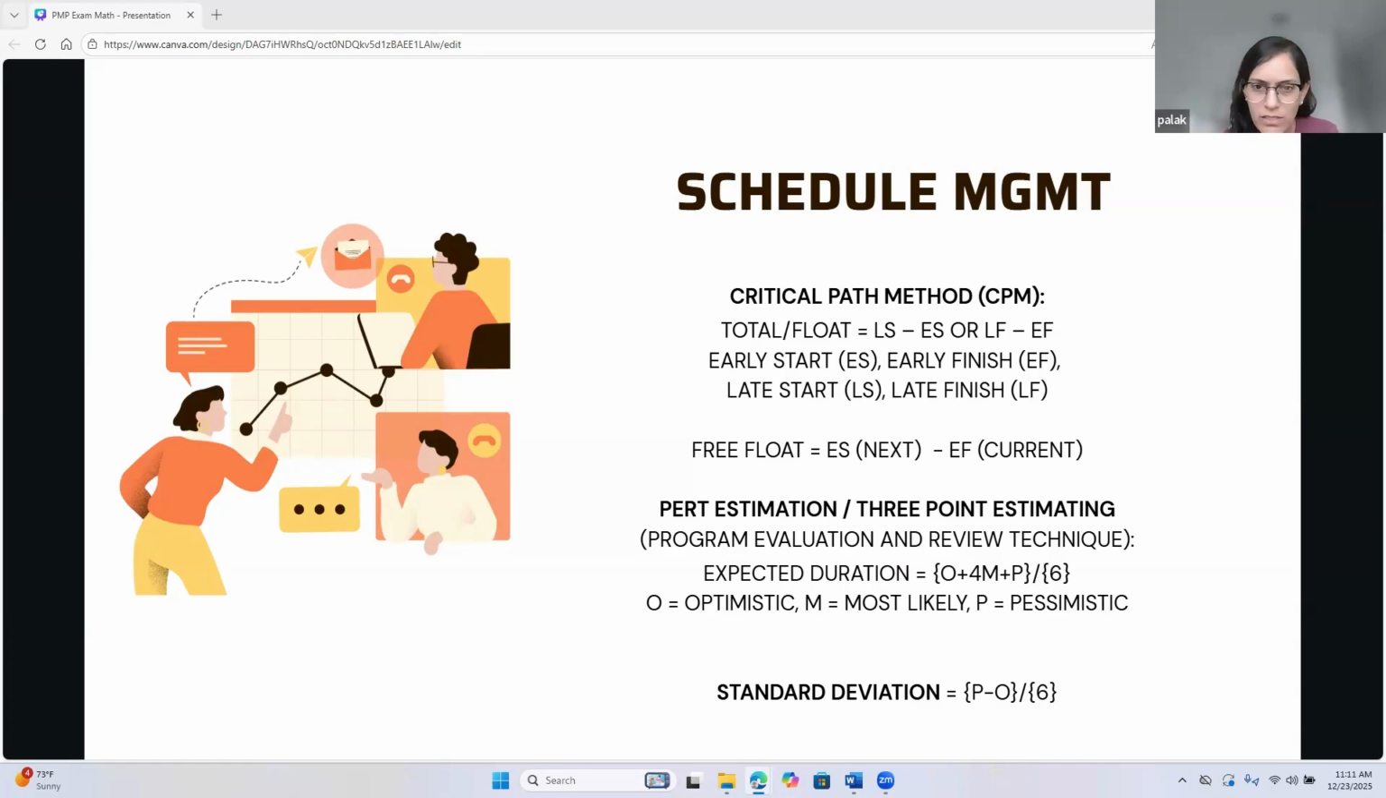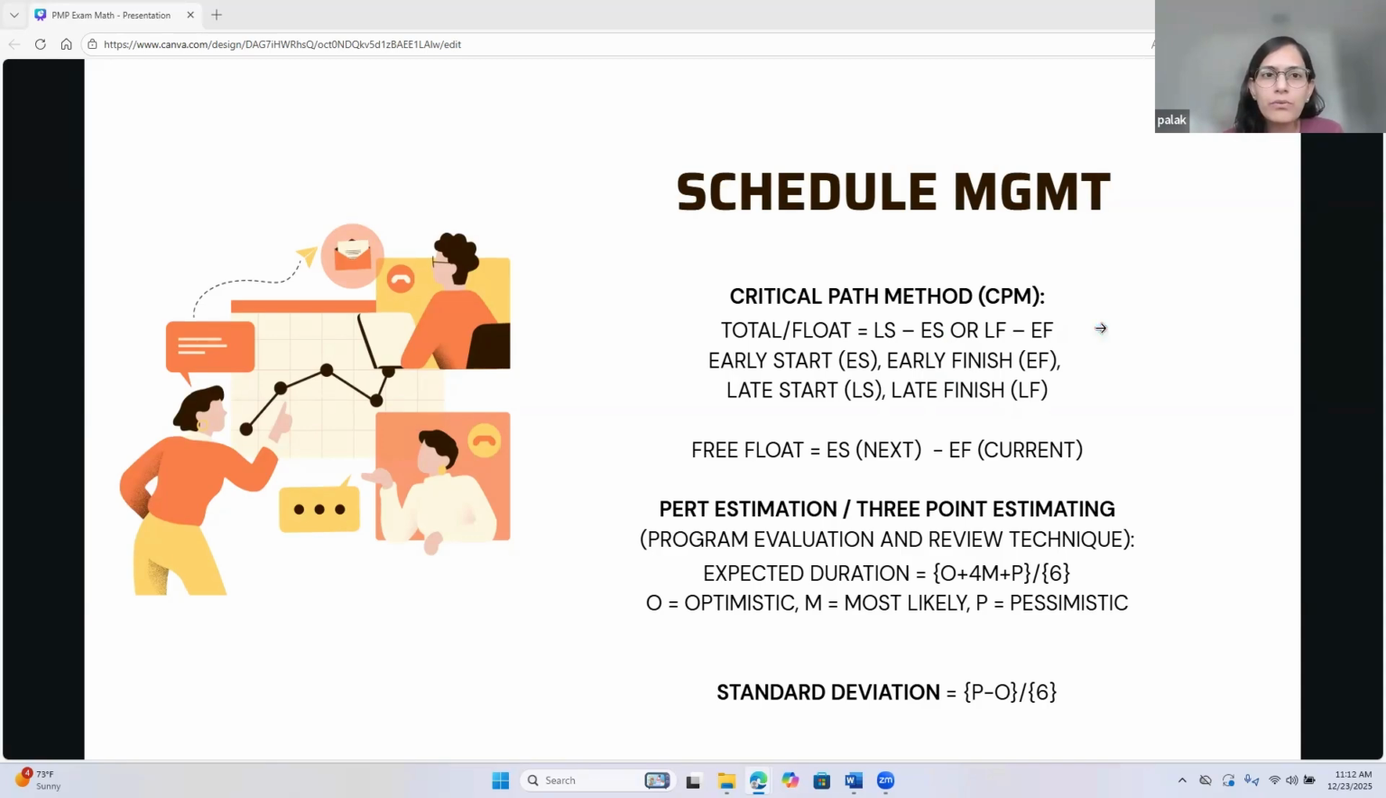So we need to understand these acronyms, right? LS is late start. ES is the early start, LF is the late finish, and EF is the early finish. So it's just the difference between, as you see here, late start and early start, or the late finish and early finish. The difference between those two will give us the float. It's called either just float or total float, right?